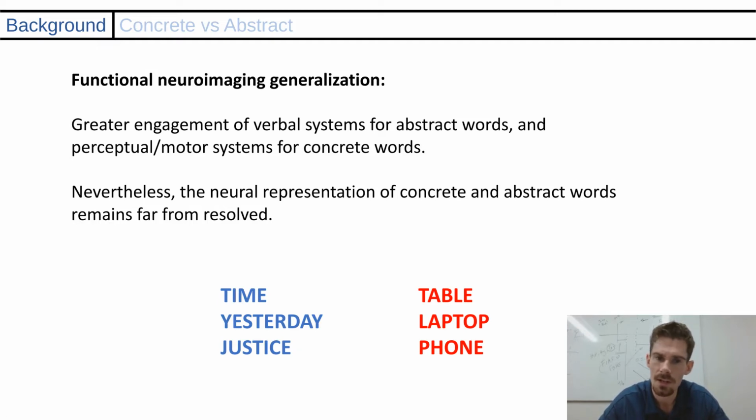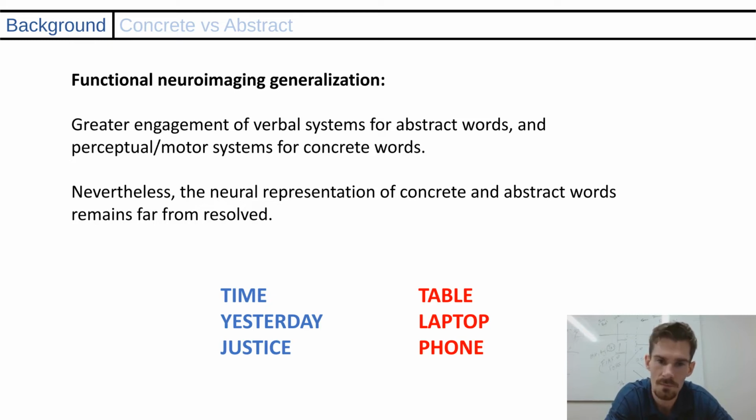So there's a generalization from the neuroimaging literature that there is greater engagement for verbal systems for abstract words than for concrete words. But nevertheless, the neurorepresentation of concrete and abstract words remains far from resolved.